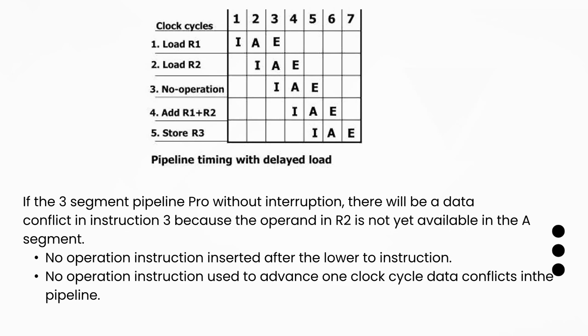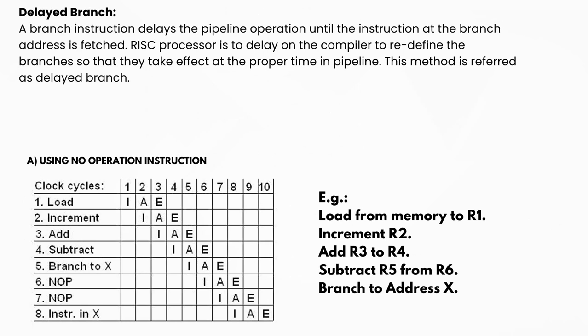Okay, in a three-segment pipeline without interruption, there will be a data conflict in instruction 3 because the operand in R2 is not yet available in the A segment. The no operation instruction is inserted after the load R2 instruction. The no operation instruction is used to advance one clock cycle to resolve data conflicts in the pipeline.